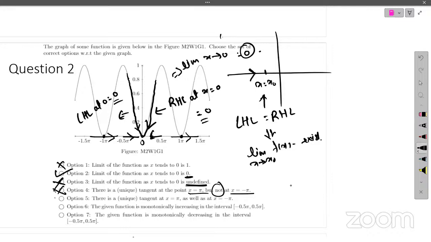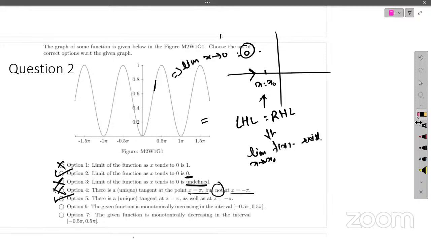Now, because of the previous discussion, this is correct because we have a unique tangent at pi and minus pi. The next option says the given function is monotonically increasing in the interval minus 0.5 pi to 0.5 pi. Monotonic is just a word for that particular nature; monotonically increasing means simply increasing. If you observe the graph in this interval, it's not an increasing graph, right? First it's decreasing up to 0 and then increasing. So clearly it's not a monotonically increasing function, and this option is not correct.